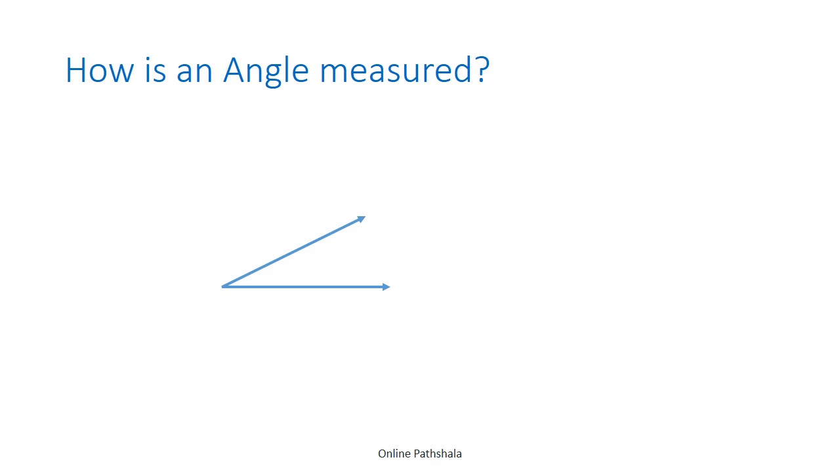So how is an angle measured? The angle is measured by the amount of turn that one line, let's say this line, must travel about this point to arrive at the position of another line. In other words, it's the amount of turn which this line needs to take to overlap with the other line. It is measured in degrees.